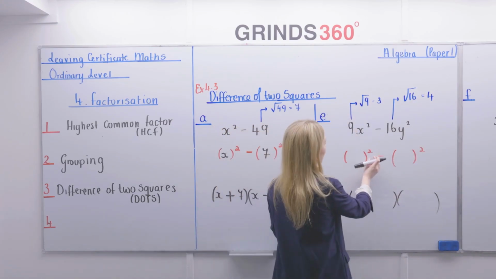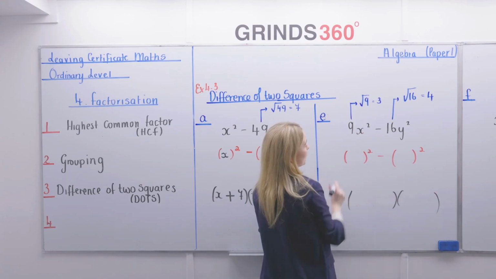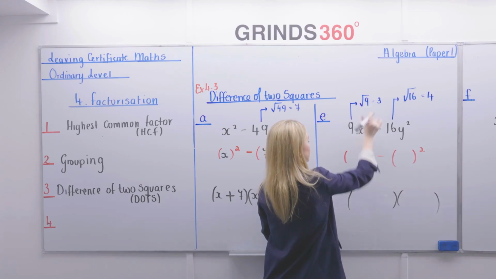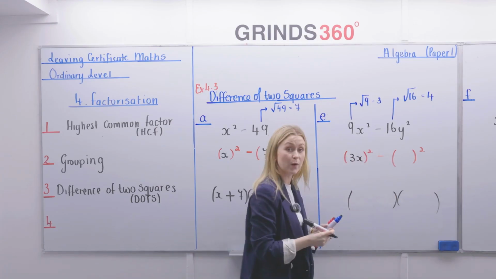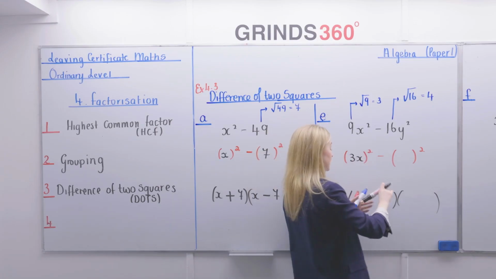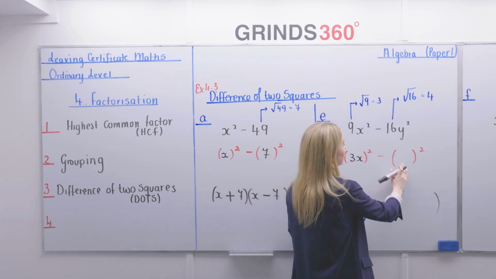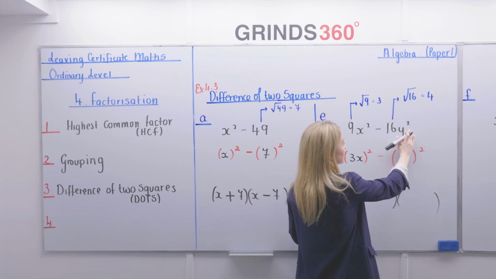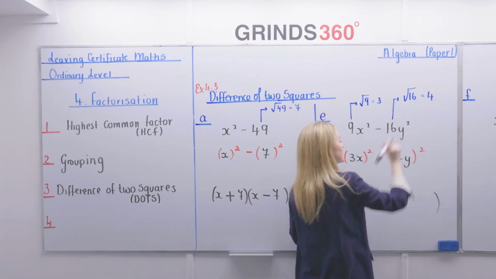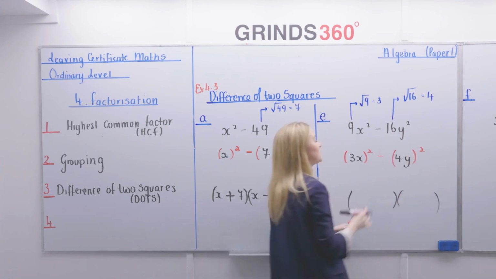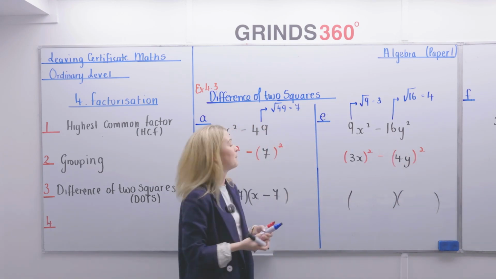So what to be squared will give me 9x squared? Well, obviously, 3x, all to be squared, gives me 9x squared. There's a minus sitting in the middle. And finally down here, 16y squared. 4y, again, square root of 16 is 4. All to be squared will give me 16y squared. It fits in that model.